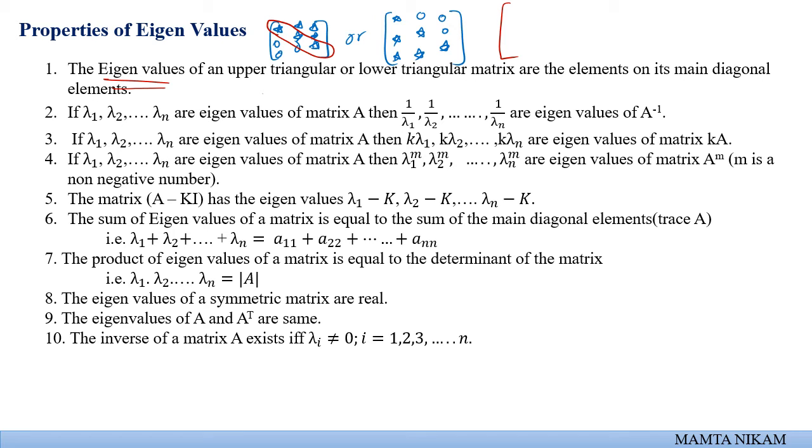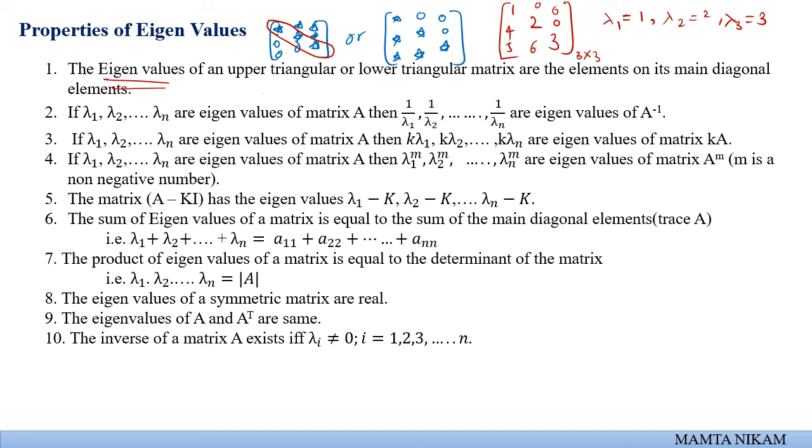Suppose, for example, you have a matrix, say it is a 3x3 matrix: 1 2 3, 4 5 6, 0 0 0. This is an upper triangular matrix. What are its main diagonal elements? 1 2 3. So what will its eigenvalues be? The values of lambda: lambda 1 is 1, lambda 2 is 2 and lambda 3 is 3, three eigenvalues because it is a 3x3 matrix, so the diagonal elements will be its eigenvalues.